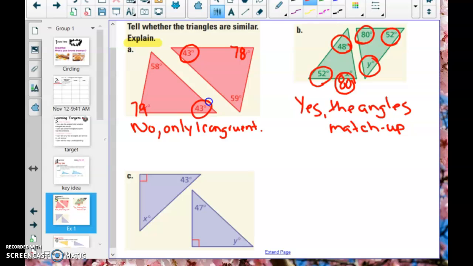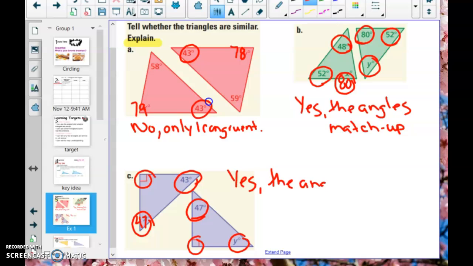All right, last example. I see that these both have a 90-degree angle that matches up. I want to see if there's another angle that matches up. Well, I'm going to do 180 minus 90 minus 43, and I know that this angle here has to be 47. Of course that angle matches up with that one, and that means that this third angle here is also going to have to match up. So yes, they are similar because the angles match up.